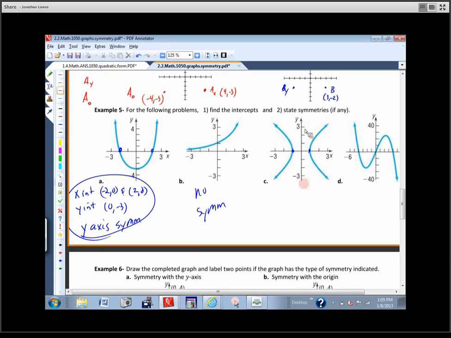Is it symmetric with the y-axis? Does the right look the same as the left? Yep. Symmetric with the x-axis? Does the top look the same as the bottom? Yep. And what if I put my pencil right here and turned it 180 degrees? It would still look the same, right? So x-axis, y-axis, and symmetry with the origin. Okay? All three.